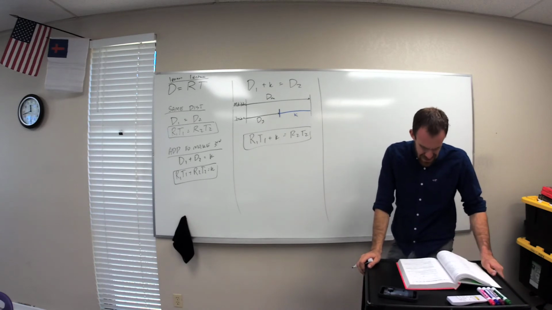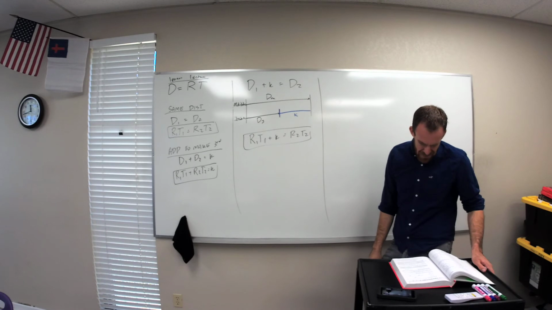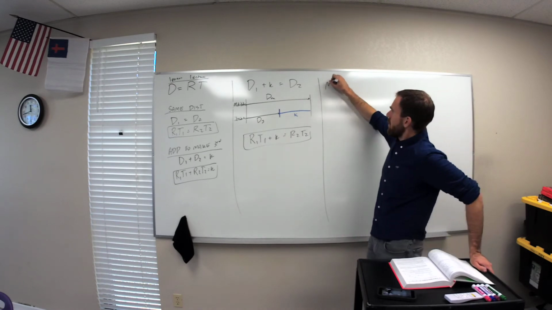Millicent began the journey at 6 a.m. at 50 kilometers per hour.